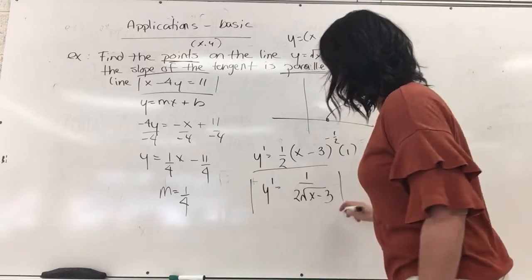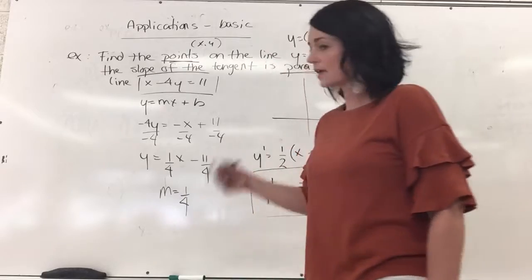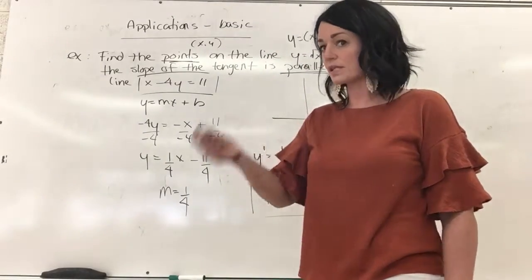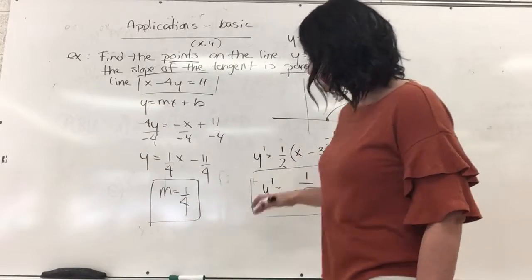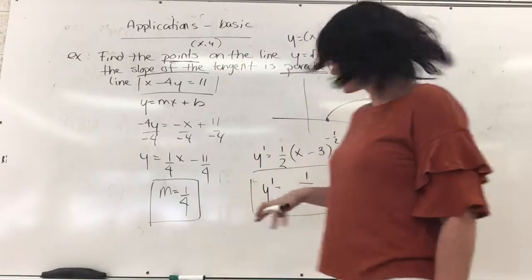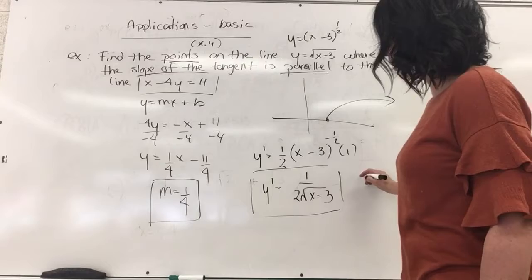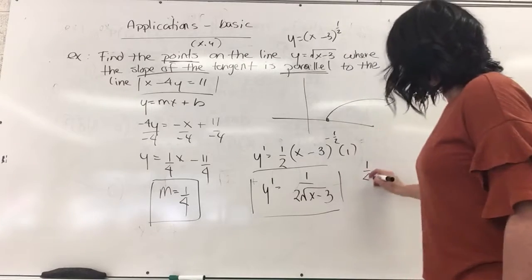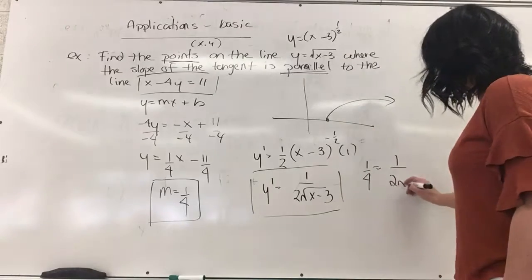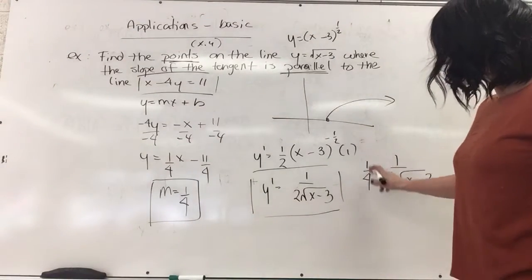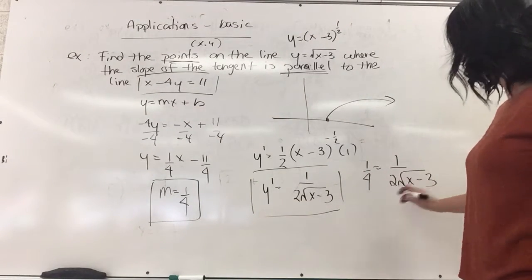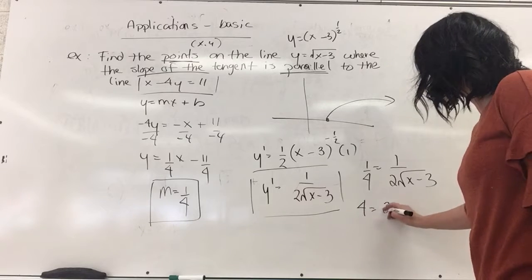Remember that when I find the derivative, I am actually finding an equation to find the slope of the tangent line at any point on that curve. And now it's telling me find x where the slope is going to be a quarter. So I'm going to just set this equal to a quarter. So a quarter equals 1 over 2 root x minus 3. You guys still see that?